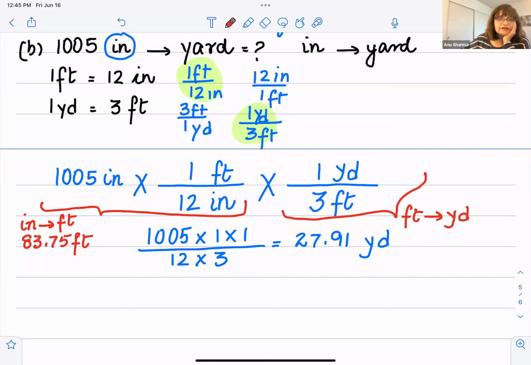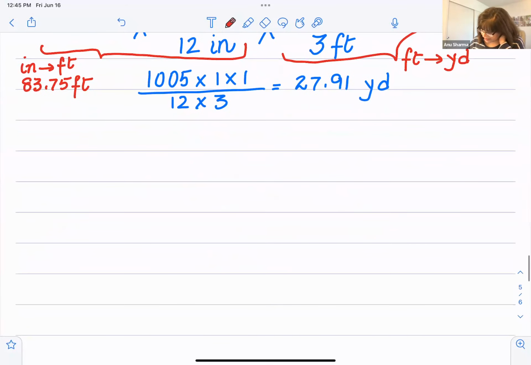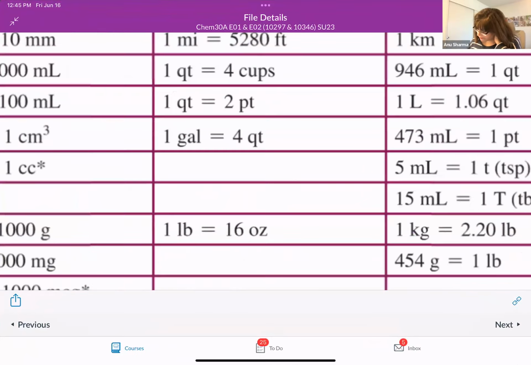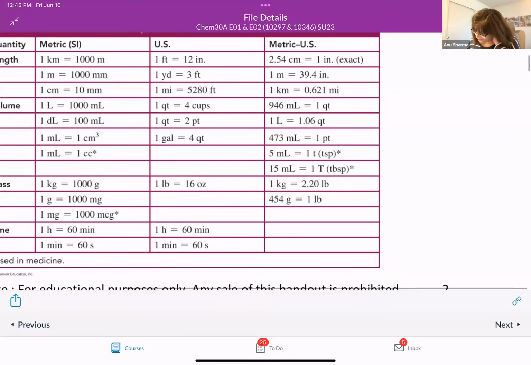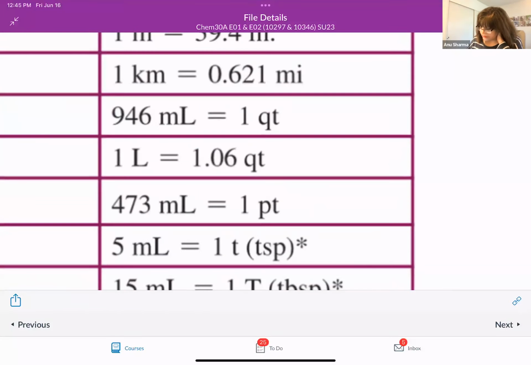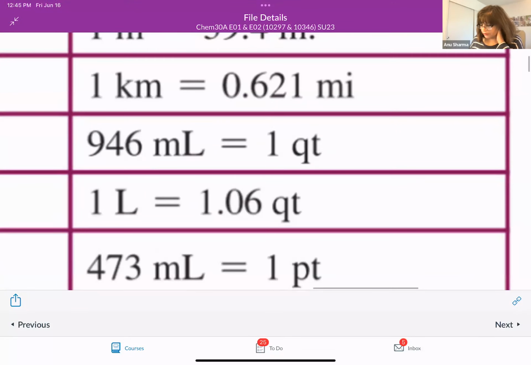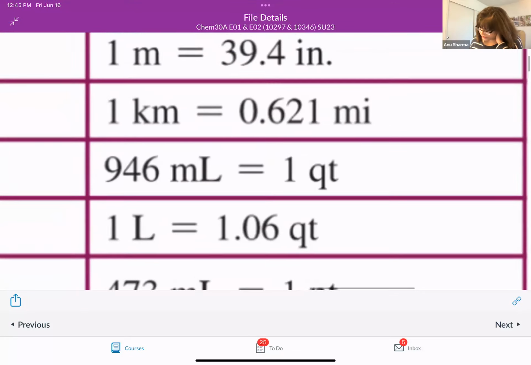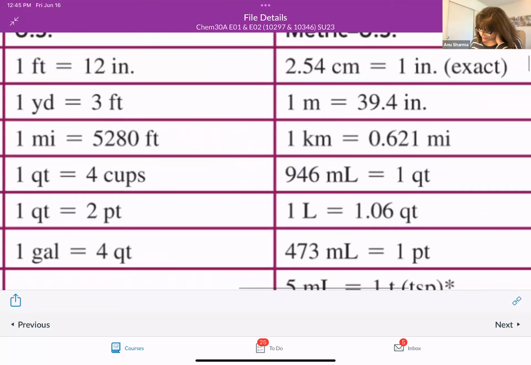Okay, next is the last one, the C, and C is 12 miles to kilometers. Okay, so 12 miles to kilometers. Again, miles to kilometers. So the direct conversion is already given.